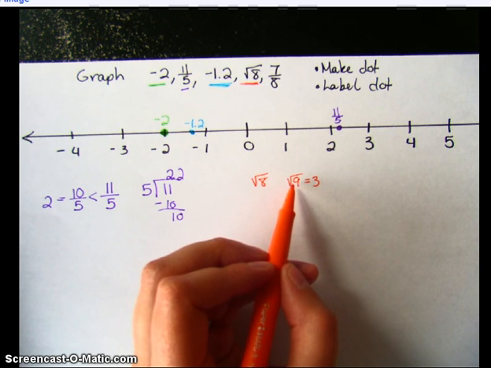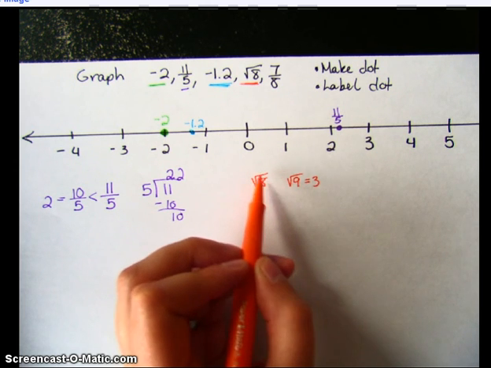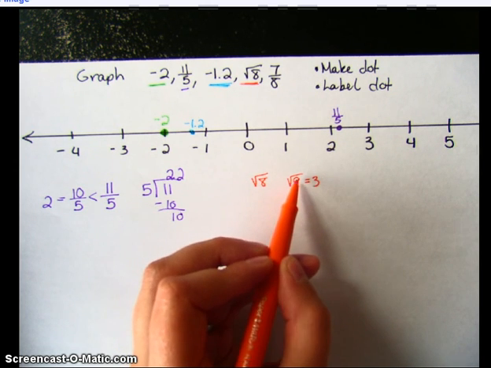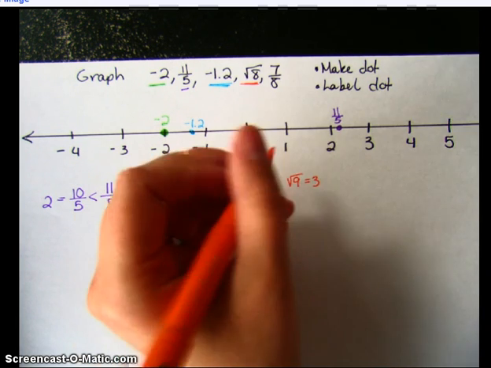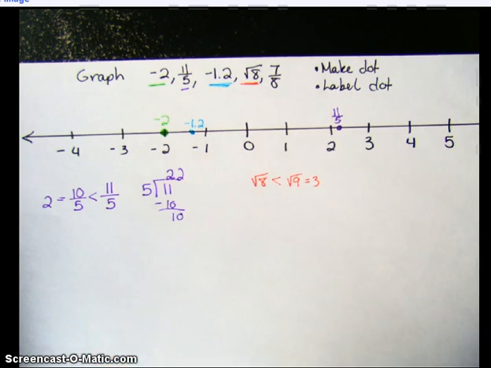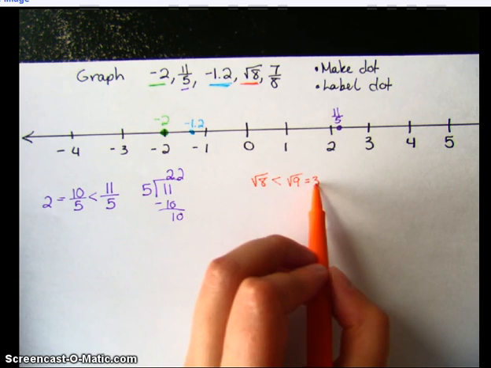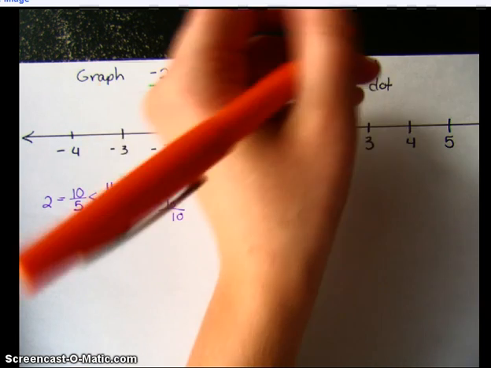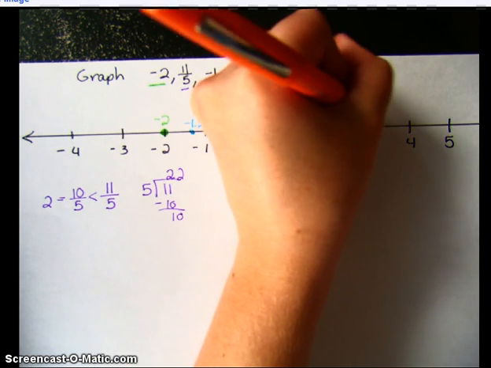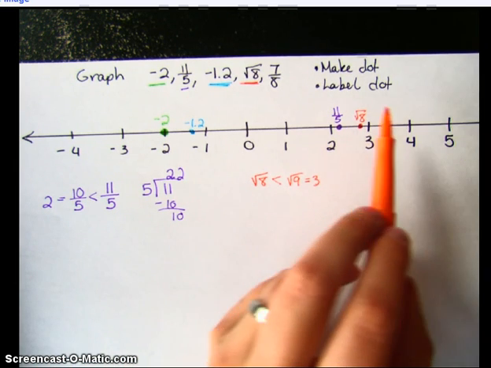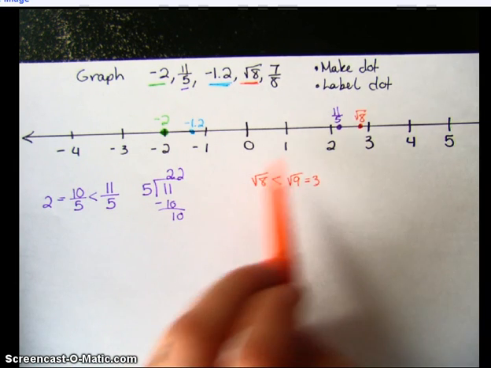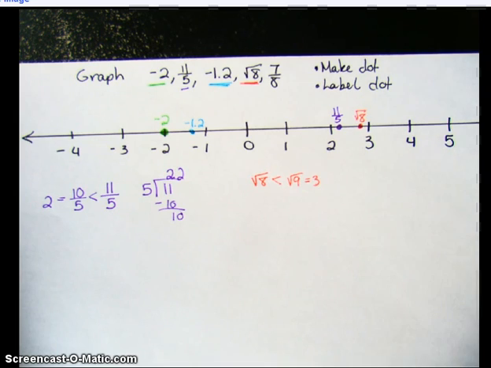Well, square root of 8, 8 is a smaller number than 9, okay? So that means that if we're taking the square root, it's going to take a smaller number to multiply. So we know that square root of 8 is going to be smaller than square root of 9, which means it's going to be smaller than 3. So a little bit under 3, we're going to put a dot and label it square root of 8. Again, I didn't have to do any division, anything like that, any guessing. All I had to do was kind of relate it to something I already knew.